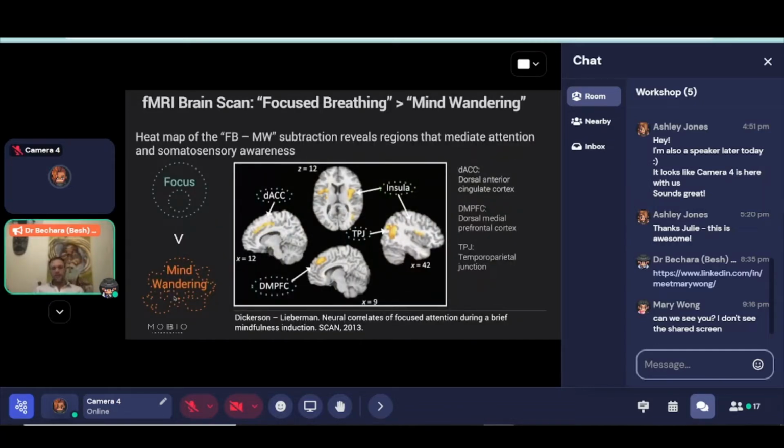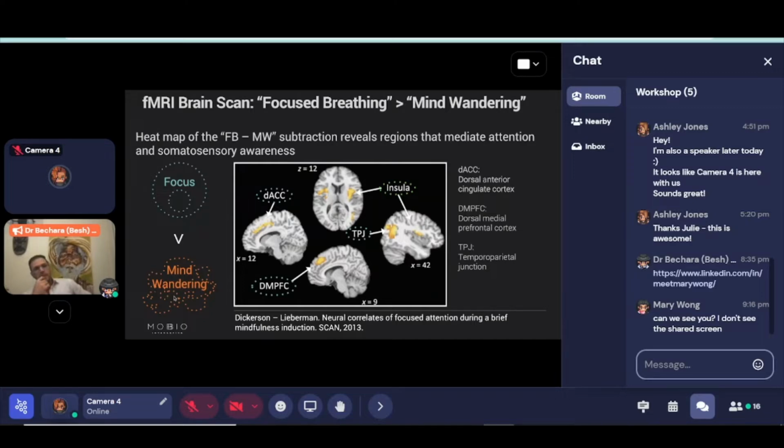So there's two studies that I want to review, and we're not going to review everything about these studies. Just a couple different findings from each of them. And the first study focuses on the subtraction between focused breathing, which is what Lucas was just doing a moment ago, and mind wandering, which is what we are doing most of the day, and not necessarily a bad thing to be mind wandering.